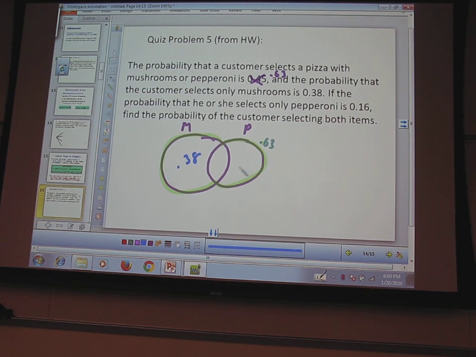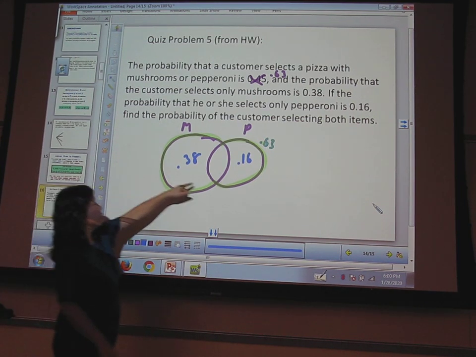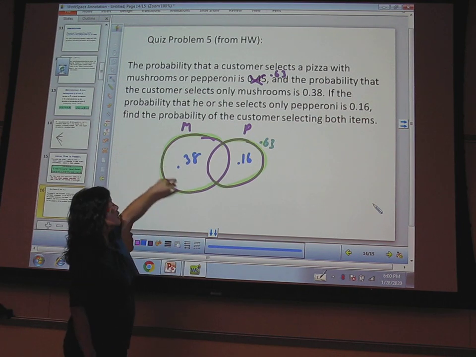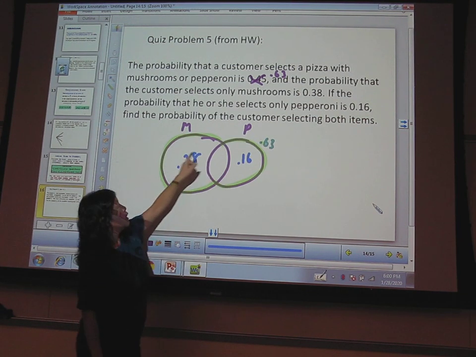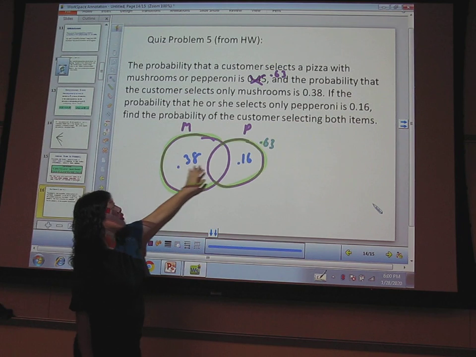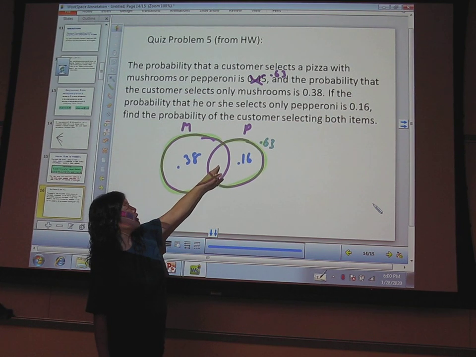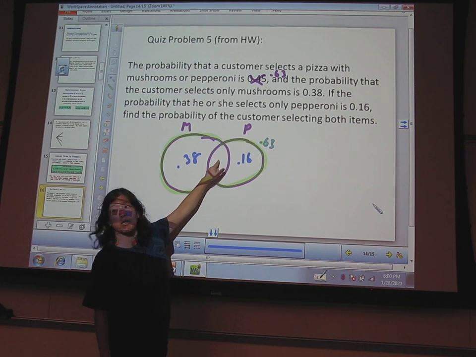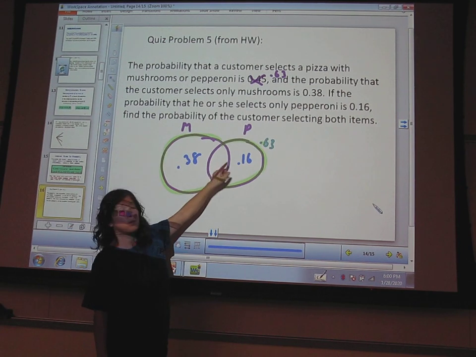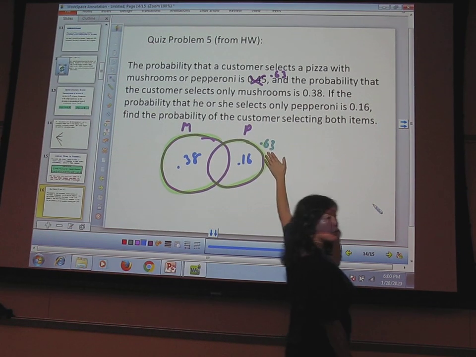We know that this whole thing, the green part, is 63%. We know that this is 0.38, we know this is 0.16. If we add in what this is, we would get 0.63. Everybody, are you guys with me on this part? Do you understand what I'm saying?